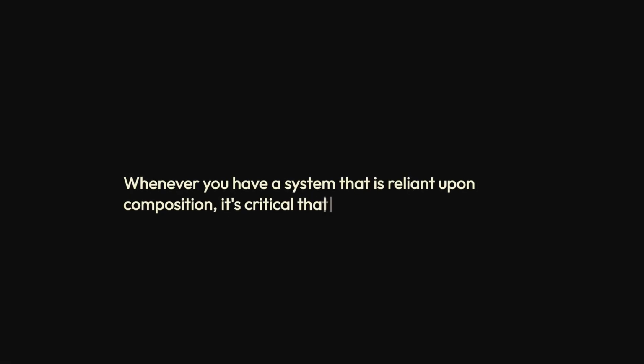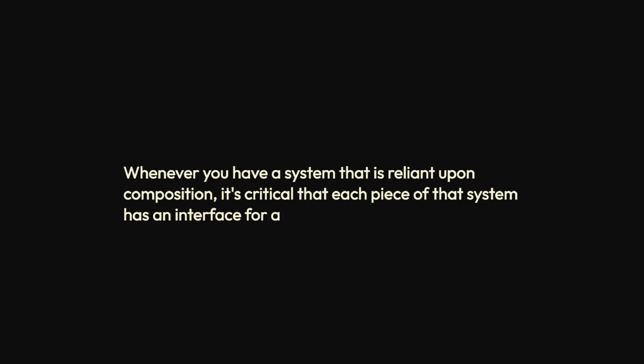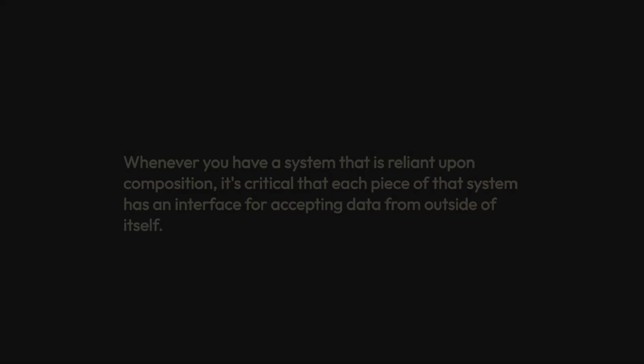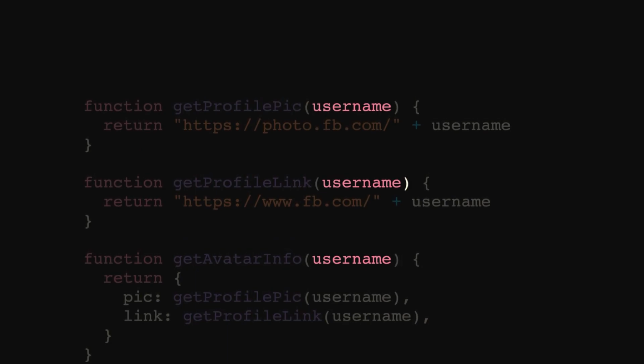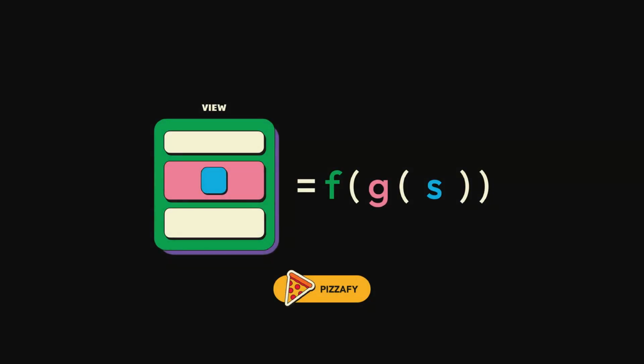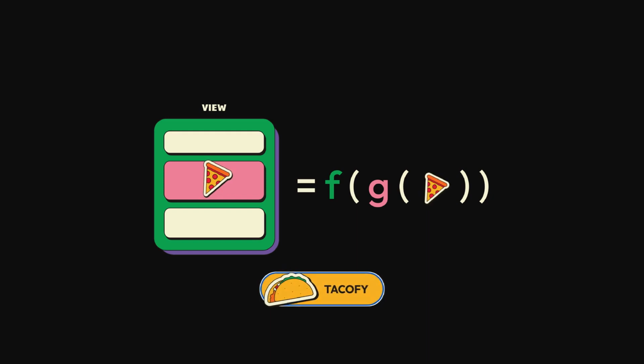Whenever you have a system that is reliant upon composition, it's critical that each piece of that system has an interface for accepting data from outside of itself. Without the ability to pass data, in this case username, to each of our functions, our composition would break down. Similarly, because React relies heavily on composition, there needs to exist a way to pass data into components.